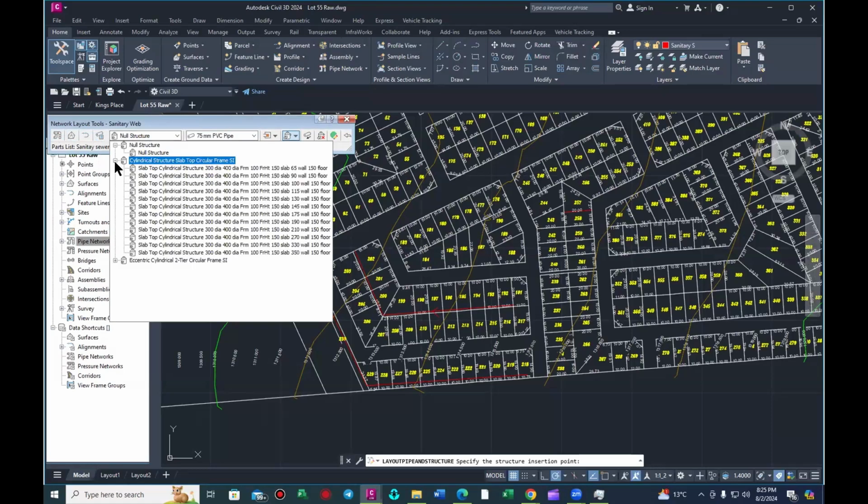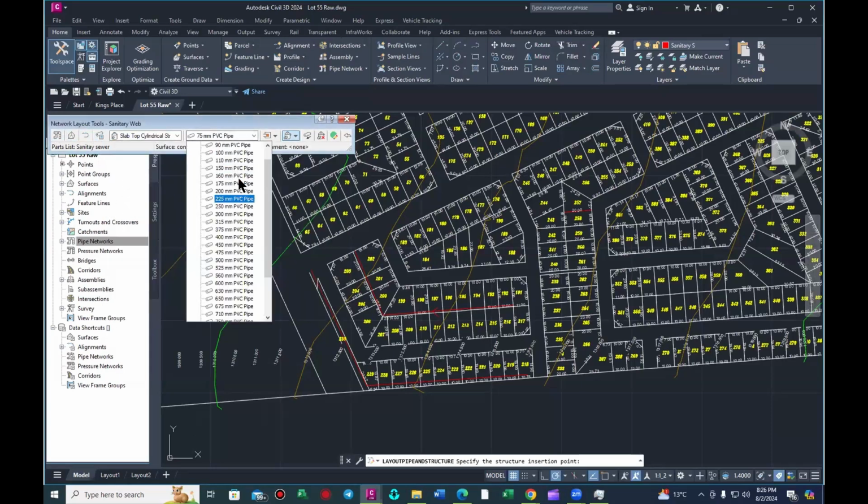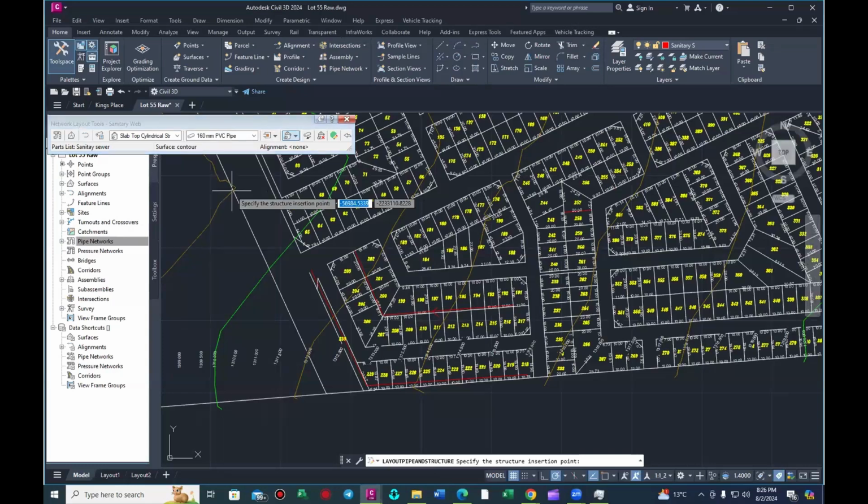So your structures are your manholes, right? These are all sizes of the manholes that you can select. So I'm going to select that, right? Then I come to my pipes. As you can see, I'm moving from 75 millimeters all the way to 1,500 millimeter PVC pipe. I'm going to select 160 millimeter PVC pipe because according to our standards, we need to have a minimum pipe diameter of 160. We can increase subsequently from there, right? So I've selected my pipe, I've selected my structure.